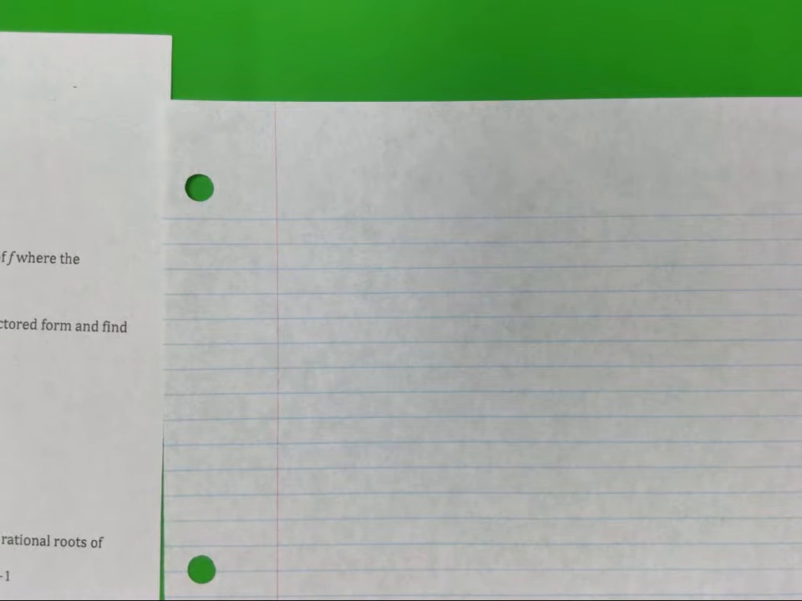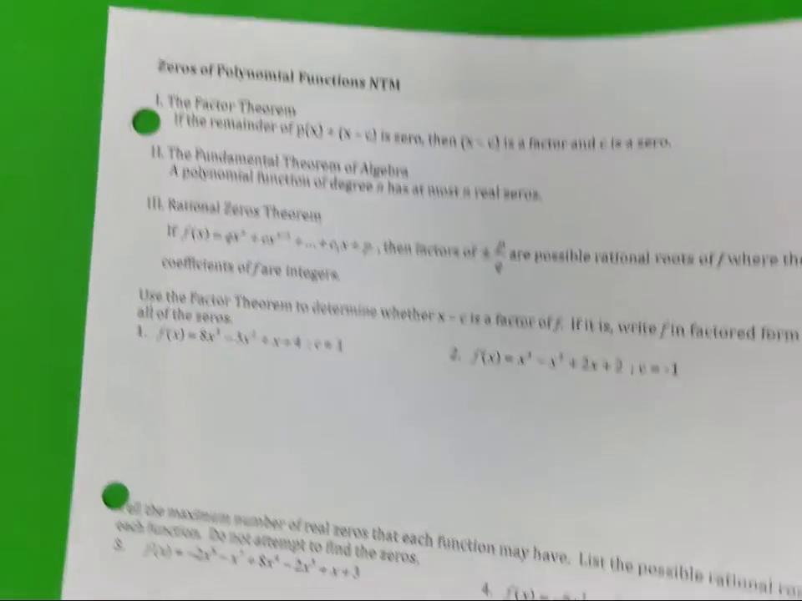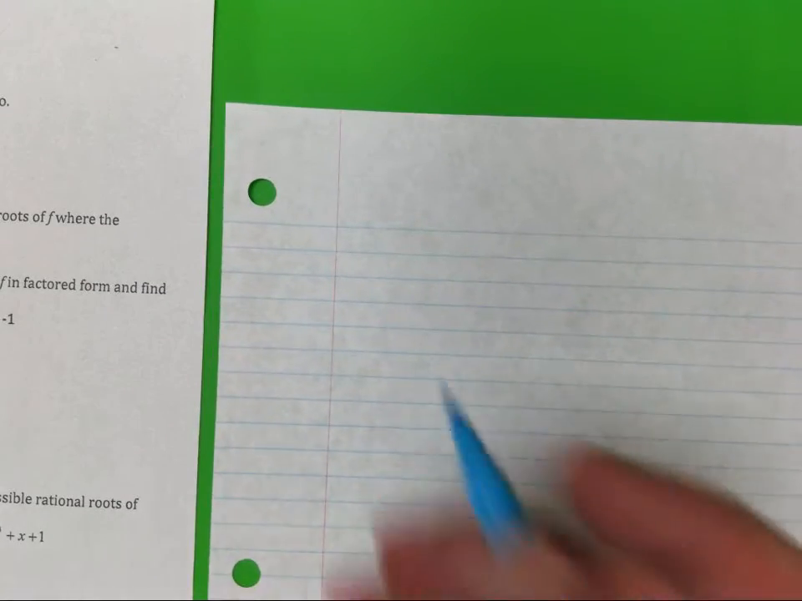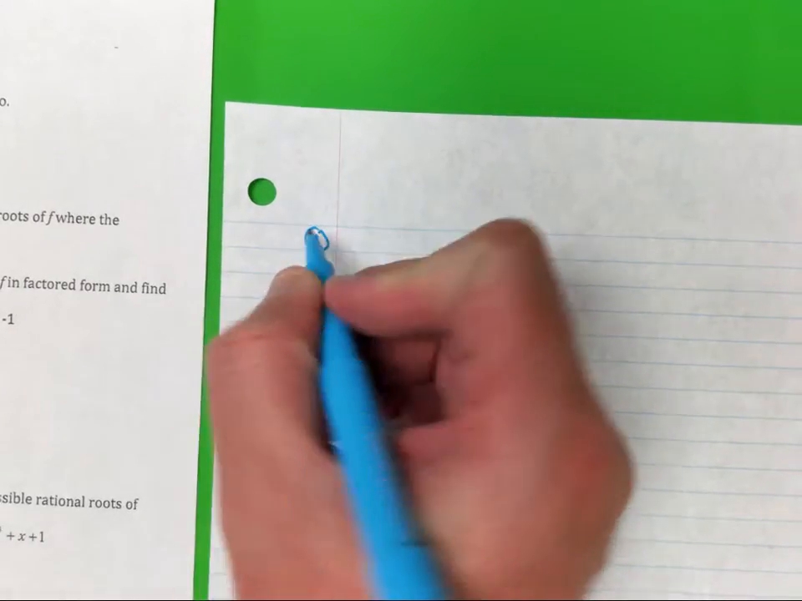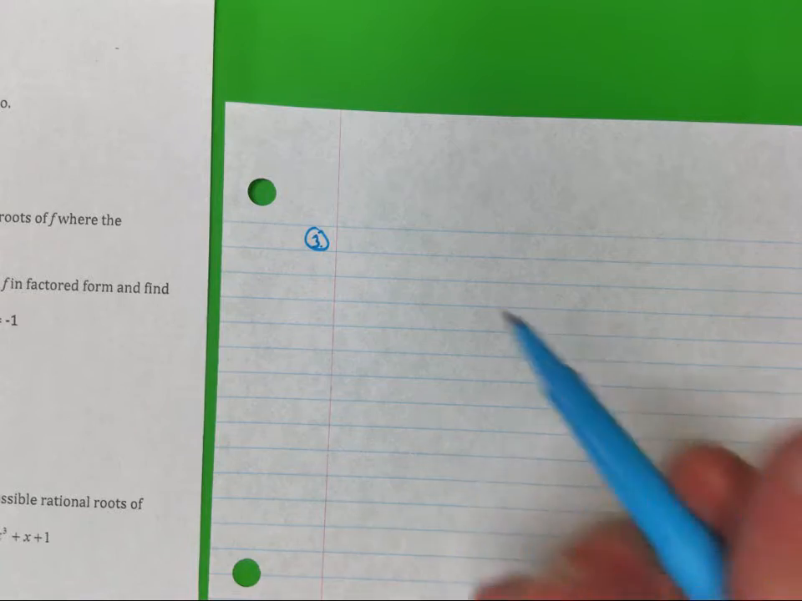We are on page 23 in your notebook, and we are looking at number 3. We'll start with number 3. The directions for number 3 say, tell the maximum number of real zeros that each function may have. List the possible rational zeros of each function. Do not attempt to find the zeros. So you just want to list.